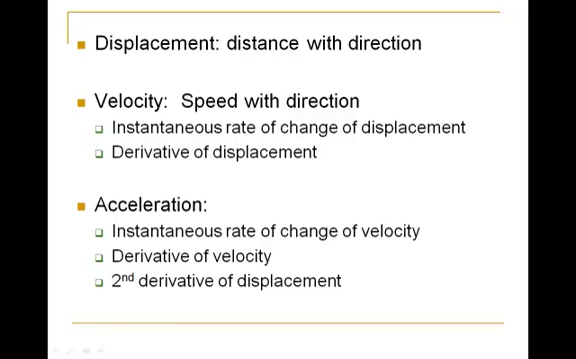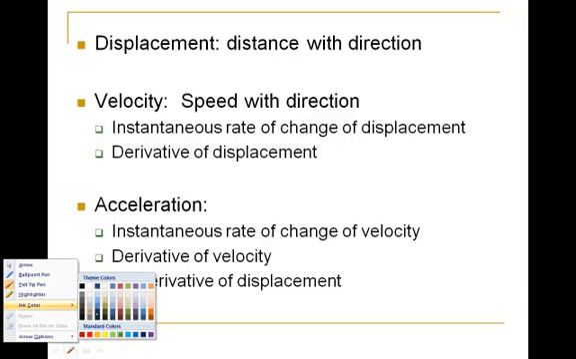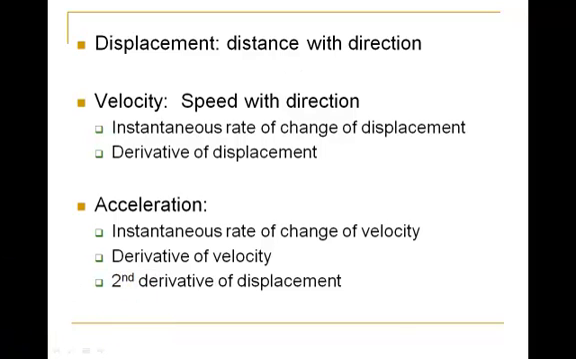Displacement is distance with direction. Distance is measured as an absolute value, whereas displacement is measured with a sign. So if our displacement is positive 3 miles, that means we have gone forward or up 3 miles, and if displacement is negative 3 miles, that means I've gone backwards or down, something like that.